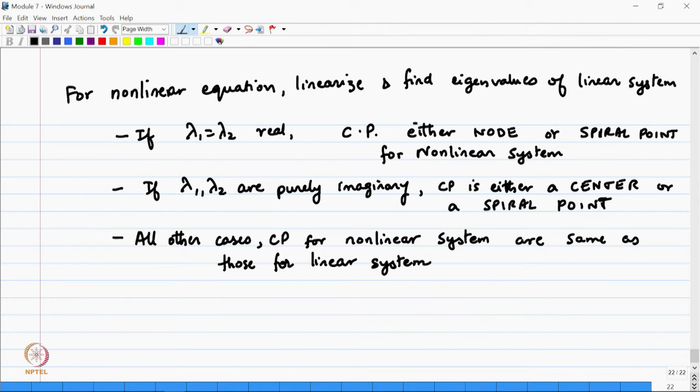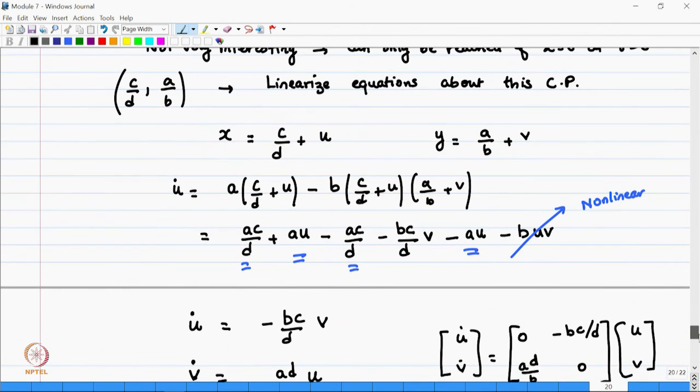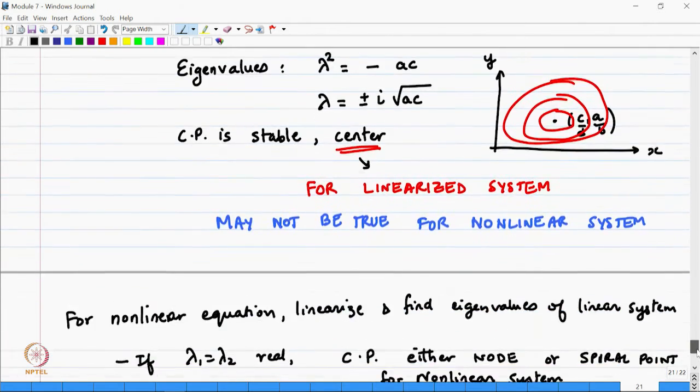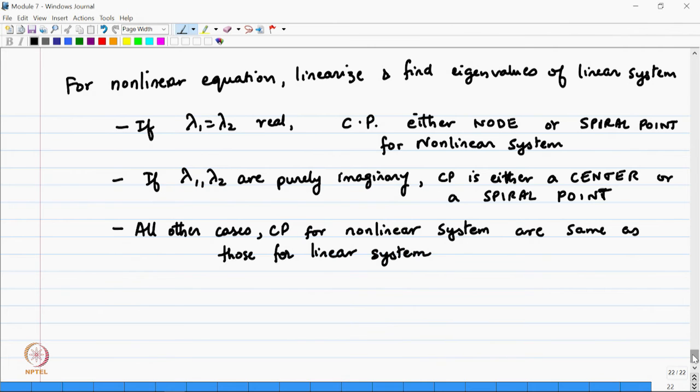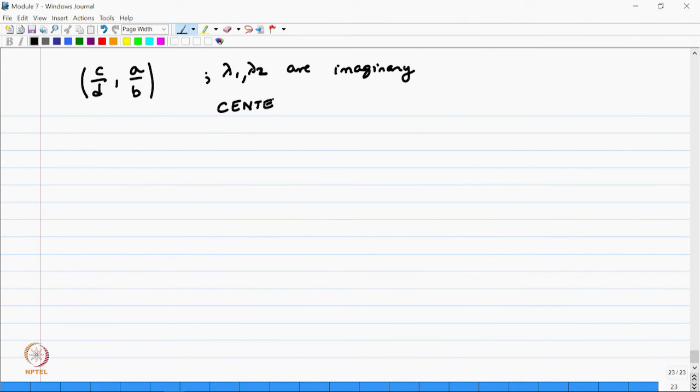So, what that means, coming back to what we discussed here: for the linear system, this critical point where x was equal to c by d and y was equal to a by b is a center and it is stable. But for the nonlinear system, it may be a center or a spiral point. So, for the point c by d, a by b, the eigenvalues are purely imaginary, and it may be either a center or a spiral point.